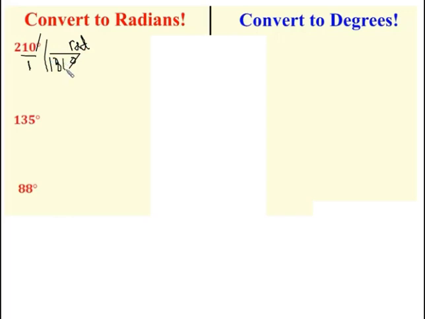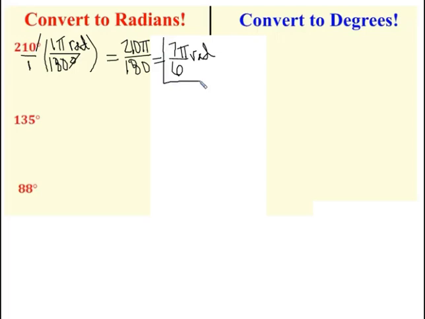We know that there's 180 degrees in 1 pi radian. So multiplying these two fractions together, we have 210 times 1 pi, which is just 210 pi. And 1 times 180 is just 180. But what we can do is simplify these numbers. 210 divided by 180 simplifies to 7 over 6, and we still have that value of pi. So notice how our degree symbols canceled, and all we're left with is a unit of radians. So 210 degrees is actually 7 pi over 6 radians.